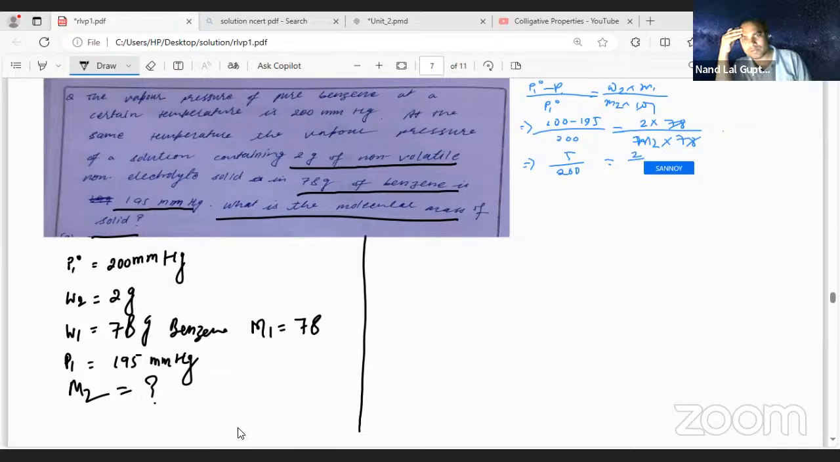2 by M2. M2 is capital M, not small m. Molar mass is always capital M.